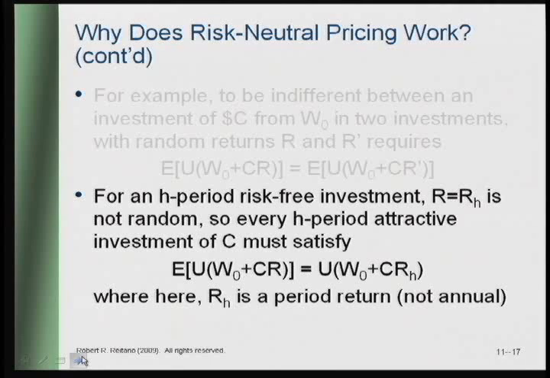So imagine now a risk-free investment over the same period. Well, a risk-free investment has a return which is not a random variable, so its expected utility is just the utility of the return. So an investor will be indifferent between a risky investment and a risk-free investment if the expected utility of the risky investment is equal to the utility of the risk-free investment. R_H is the period return. If I wanted to make it an annual return, I might call it H R. But here, R sub H is the actual risk-free period return.